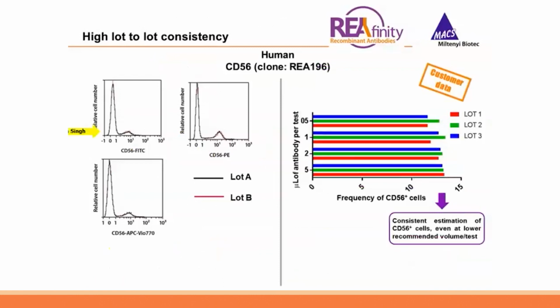Here's just an example of how this translates in flow cytometric analysis. On the left-hand side is the in-house Miltenyi Biotec generated data, where CD56 REAfinity clone REA196 conjugated to 3 different fluorochromes, and 2 different independent lots were compared. As you can see, they were quite consistent in their performance. On the right-hand side is data provided by one of our customers, where 3 independent lots of CD56 conjugated to the PE fluorochrome were tested, and the data shows highly consistent performance.